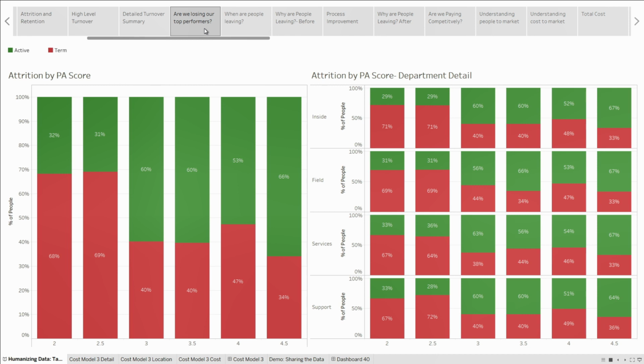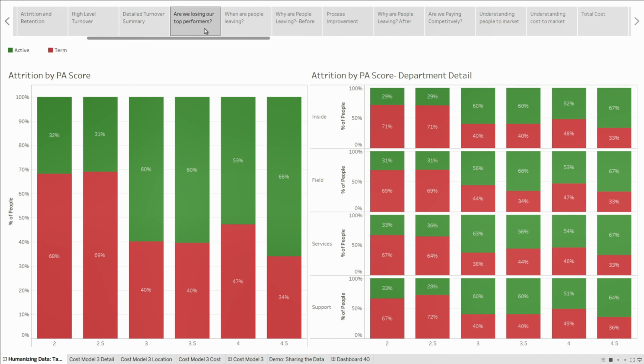So we were able to join the data and look at terms versus active and their PA score from that year. And what we found was, across the board, we were not losing our top performers, but we were losing performers across all of our rating scale. That helped answer that question, but then as you guys all know, one question leads to the next.